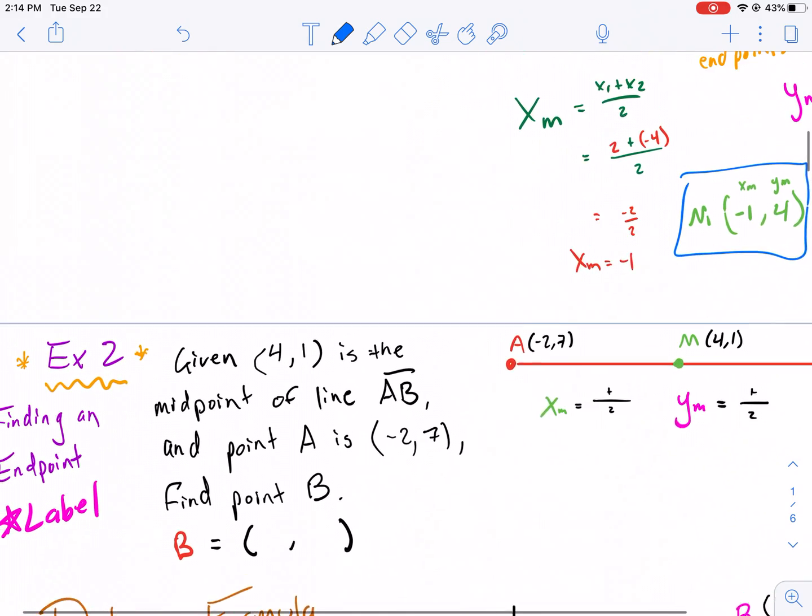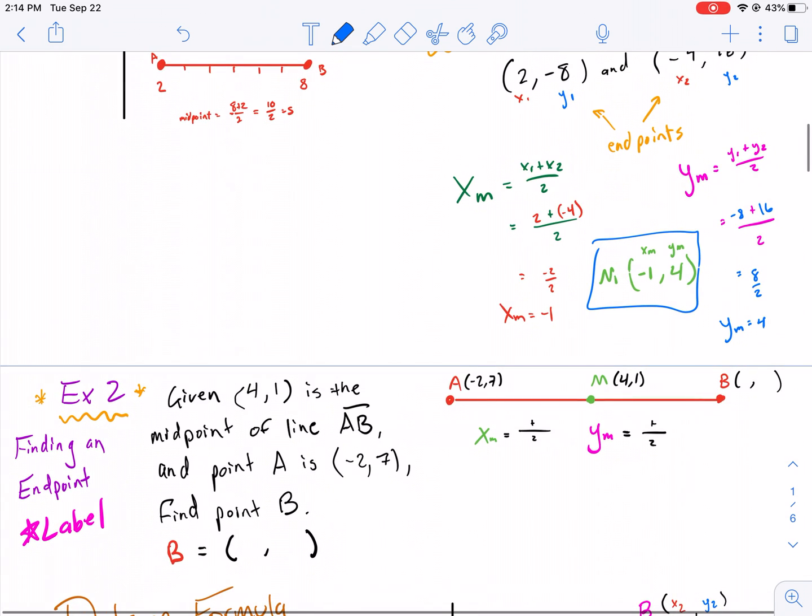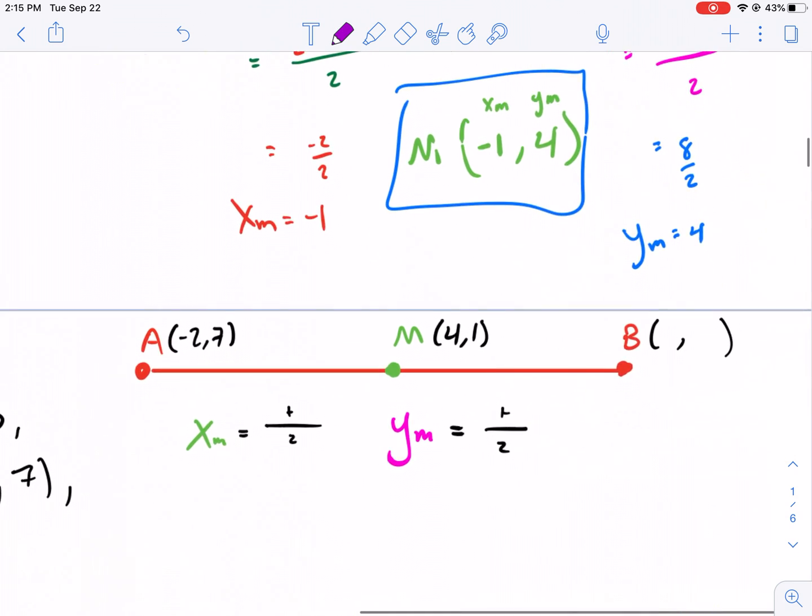Now, this next problem, this is the classic curveball to trip you up on your test. Okay, Khan Academy, same thing. This is designed to confuse you intentionally. If you stick to your guns and you label correctly, this will be fine. There is just a little bit more of a component to it, which we'll talk about. Given 4, 1 is the midpoint of a line AB, and point A is negative 2, 7, find point B. So I kind of drew it here. It's not on a coordinate plane.